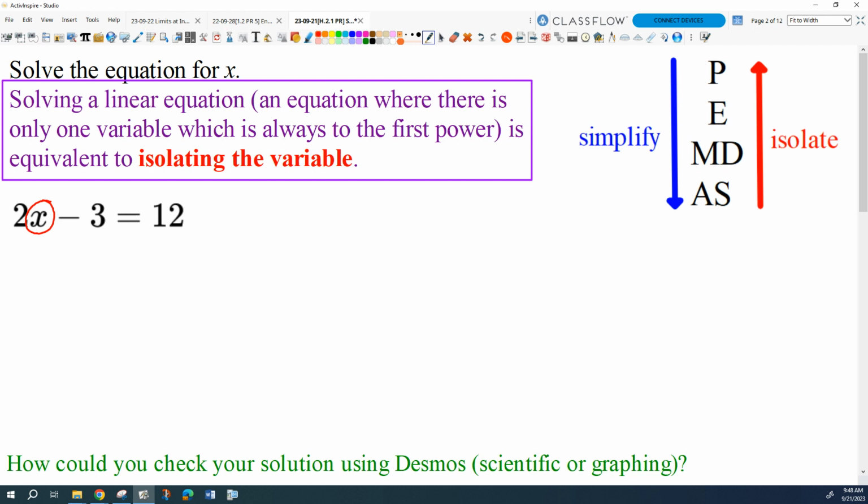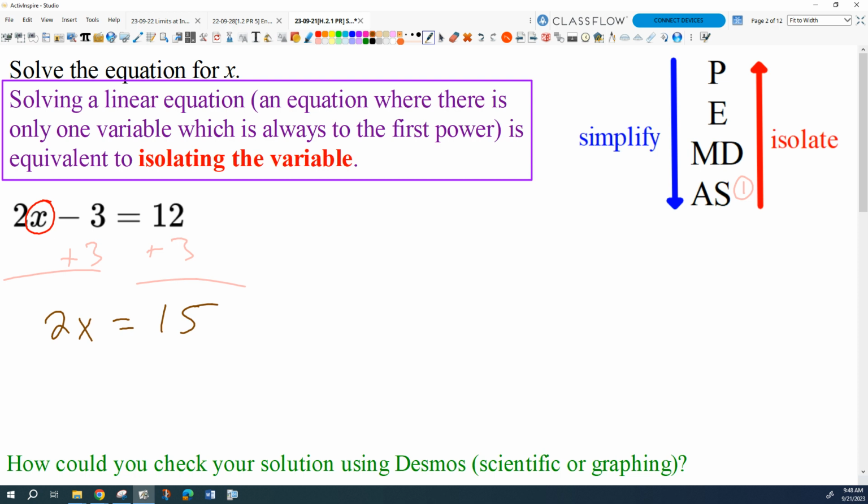I mean, I'm going through this at a very basic level. I know you're probably thinking, okay, we got this. So step 1 is we're going to add 3 to both sides. So the 3's cancel. Then I get 2x equals 15. What's my next step?